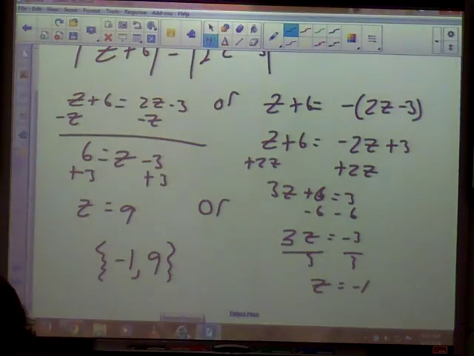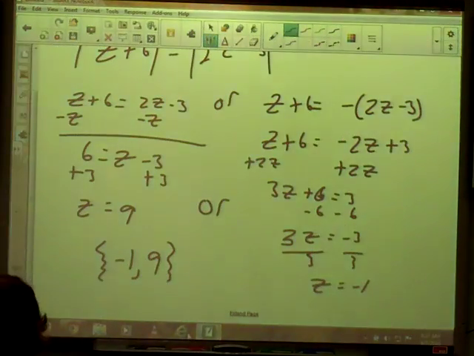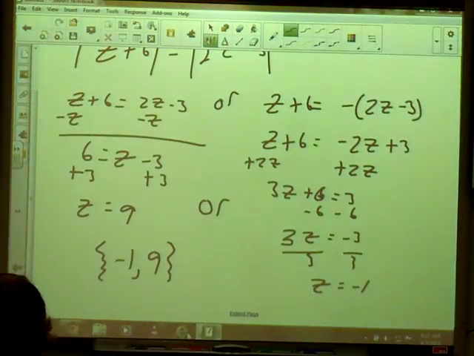The key to remember when you have the absolute value bars on both sides is that you made everything on the right side the opposite sign.